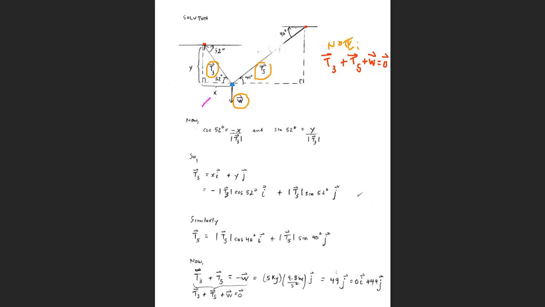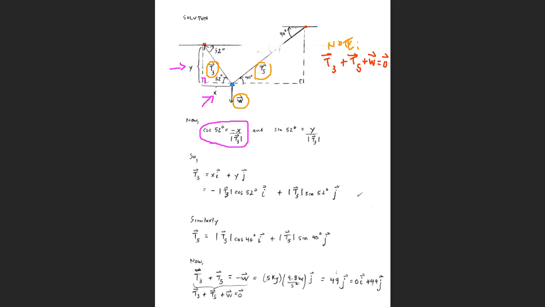The X component of that tension vector is going to be negative, and the Y component of that tension vector is going to be positive. Well, if you think about drawing a right triangle here, then the cosine of 52 degrees is equal to negative x over the hypotenuse, which is the length of the T3 tension vector.